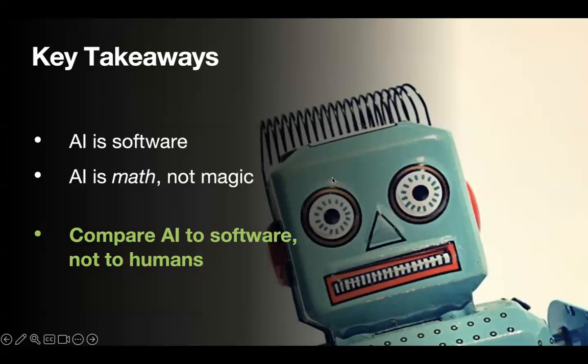It's arriving at its conclusions and its decisions in a way that is very different from how a human brain might. So as you think about AI, always keep in mind it's software. It's better than other software in important ways, but not better in others. It's math. It's not magic. You don't sprinkle AI on anything.